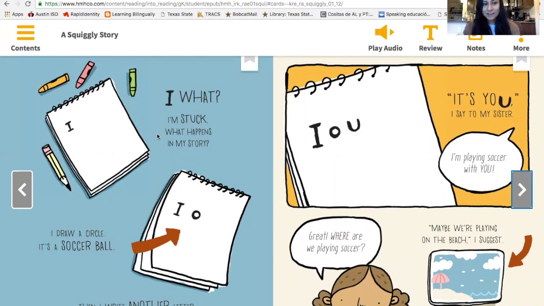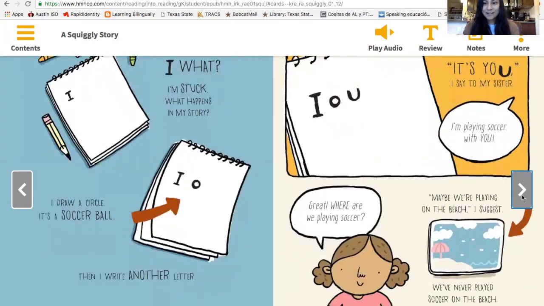I draw a circle. It's a soccer ball. Then I write another letter. I, soccer ball, you. It's you, I say to my sister. I'm playing soccer with you. Great. Where are we playing soccer? Maybe we're playing on the beach, I suggest. We've never played soccer on the beach.